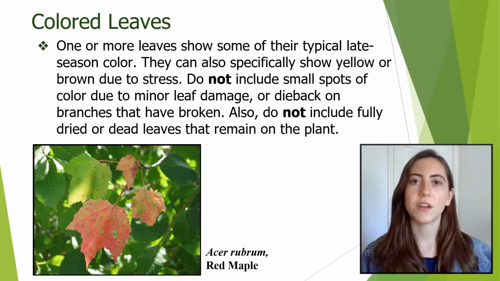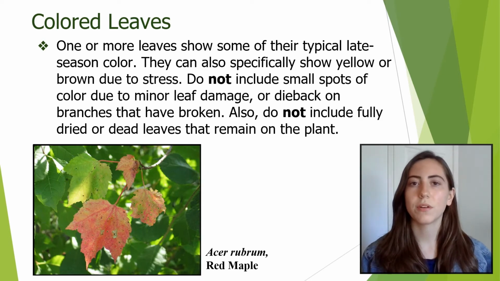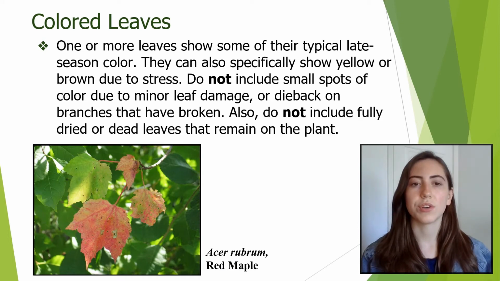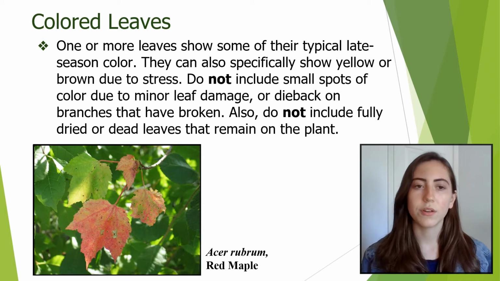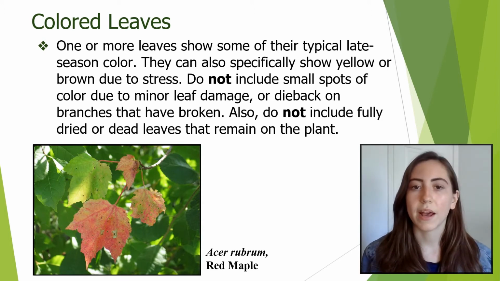The fourth phenophase is colored leaves. Colored leaves appear when one or more leaves show some of their typical late season color. They can also specifically show yellow or brown due to stress. Do not include small spots of color due to minor leaf damage or dieback on branches that have broken. Also, do not include fully dried or dead leaves that remain on the plant.